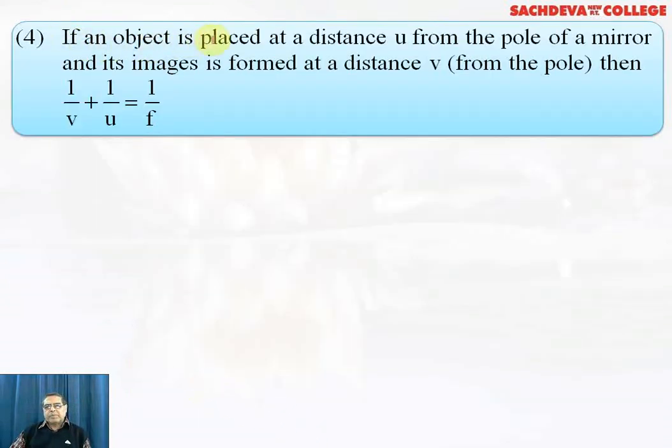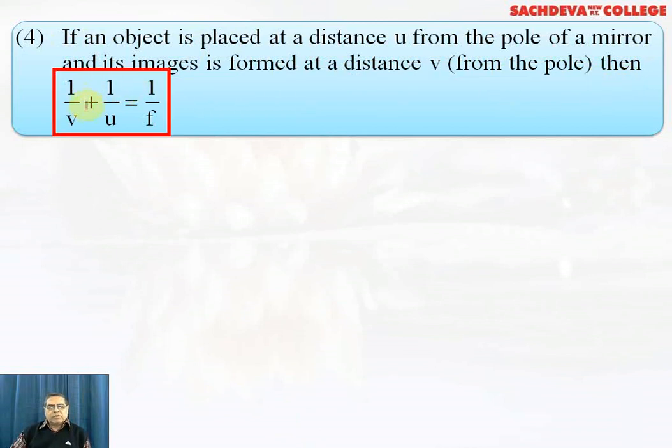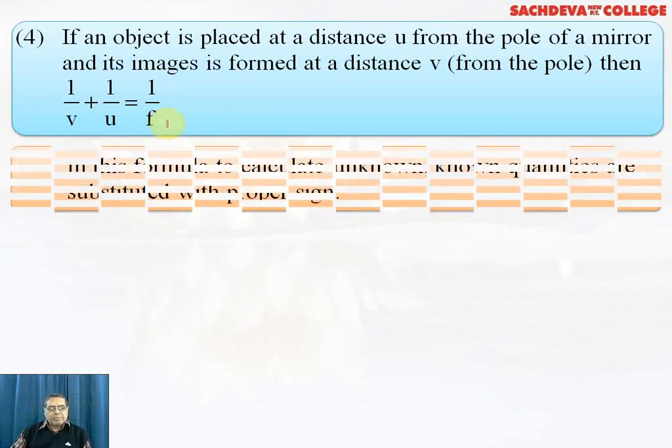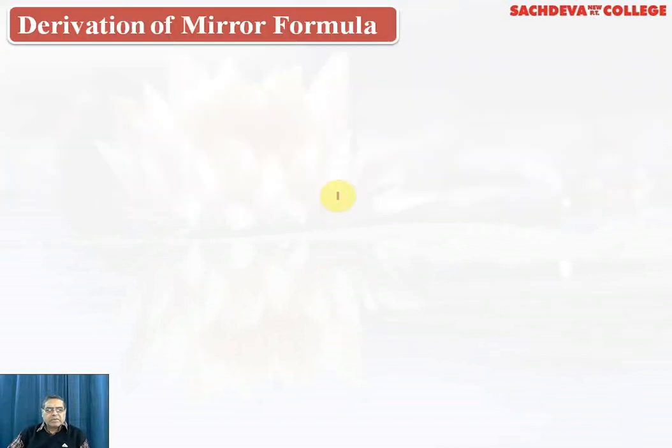If an object is placed at distance u from the pole of the mirror and its image is formed at distance v from the pole, then 1 over v plus 1 over u will be equal to 1 over f, and this is called the mirror formula. In this formula, to calculate the unknown, the known quantities are substituted with proper sign. For concave mirror, the signs will be positive, and for convex mirror, the signs will be negative.